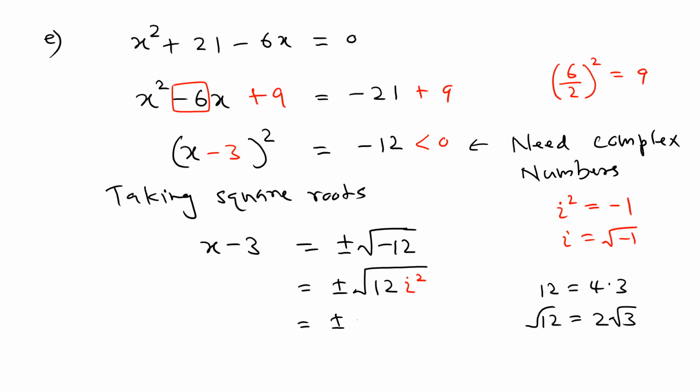The square root of 12, you can write as 2 square root 3. The square root of i squared, you can write as just i. When you take the square root, it's i, because plus or minus is already there, so you don't need another one. Okay, that's how we do it. And then we can add 3 to both sides. We can write the final answer as x equals 3 plus or minus 2 square root 3 i.